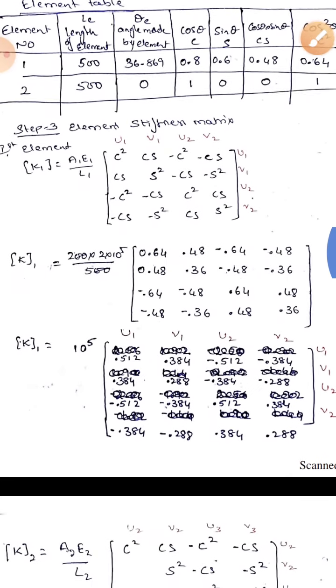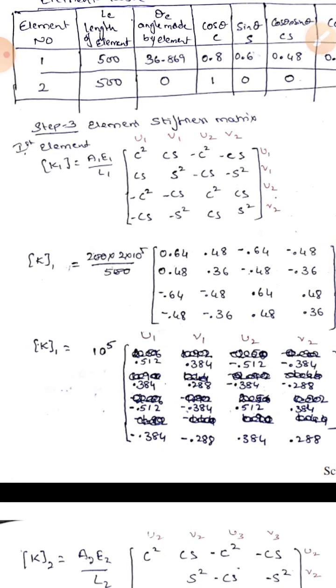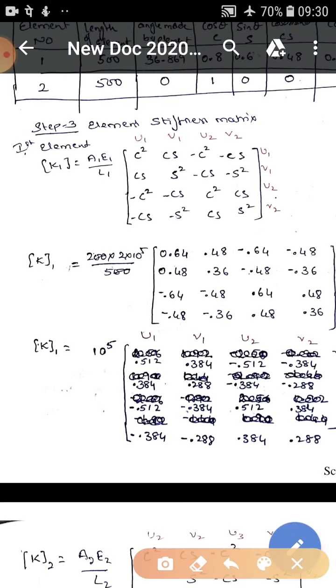Going to step 3, that is the element stiffness matrix. Element stiffness matrix K1 is A1 E1 by L1 times: C square, CS, C square, CS; S square, CS, S square; C square, CS, S square. And the top 4 are negative.